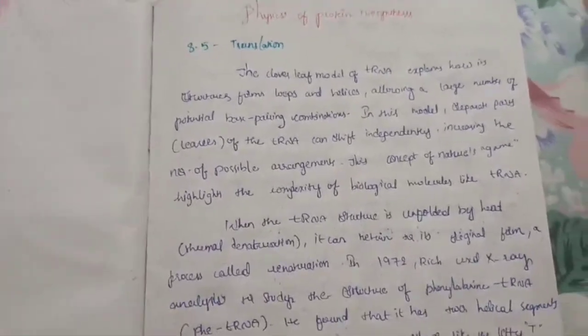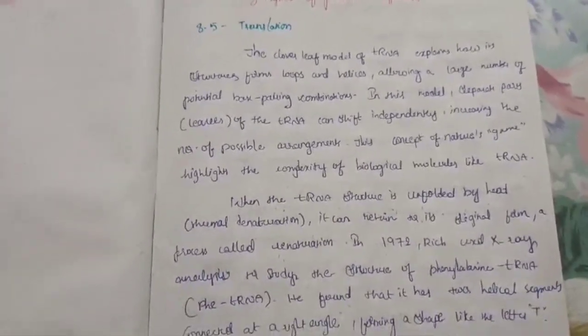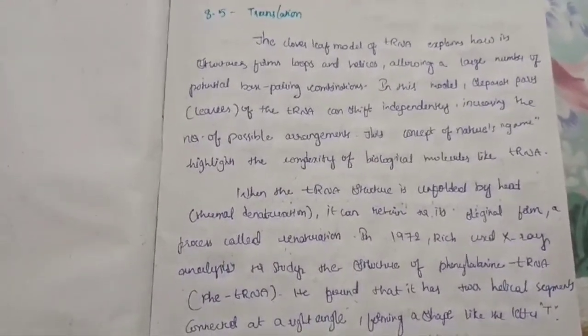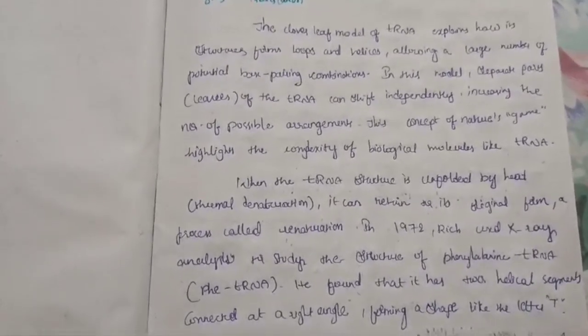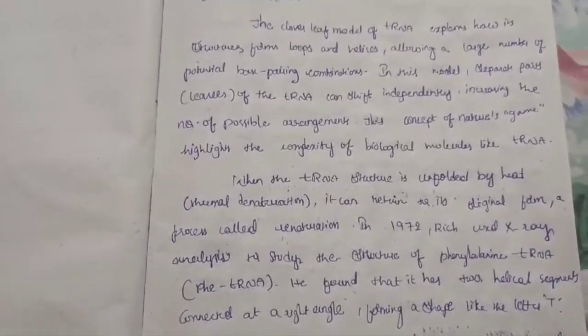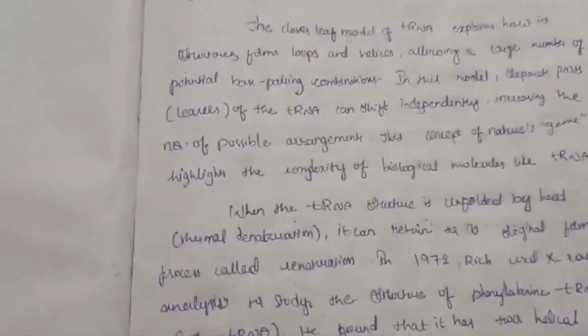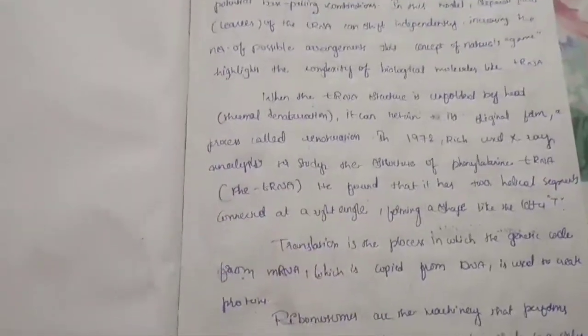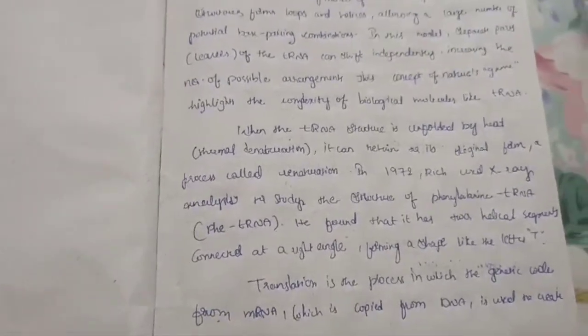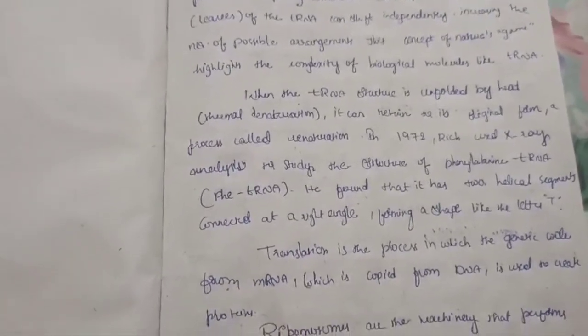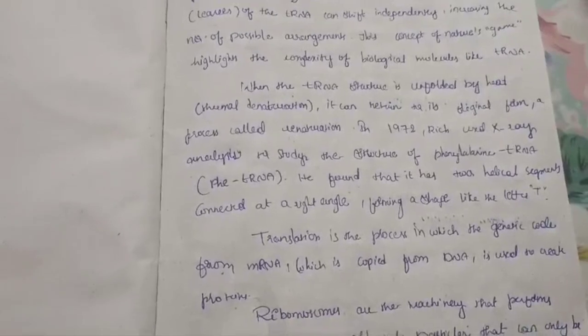In translation, the cloverleaf model of tRNA explains how its structure forms loops and helices, allowing a larger number of base pairing combinations. In this model, the separate leaves of the tRNA can shift independently, allowing a number of possible arrangements. This is the concept of nature's game, highlighting the complexity of biological molecules like tRNA.